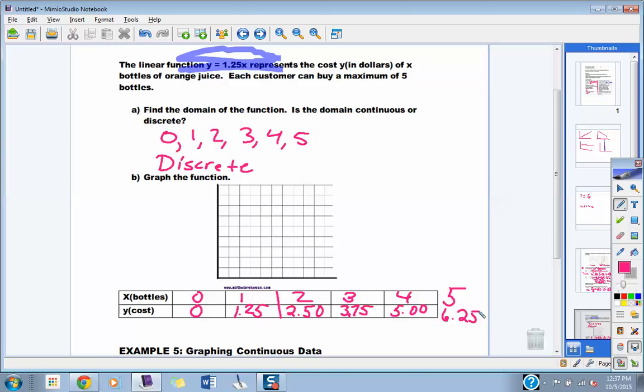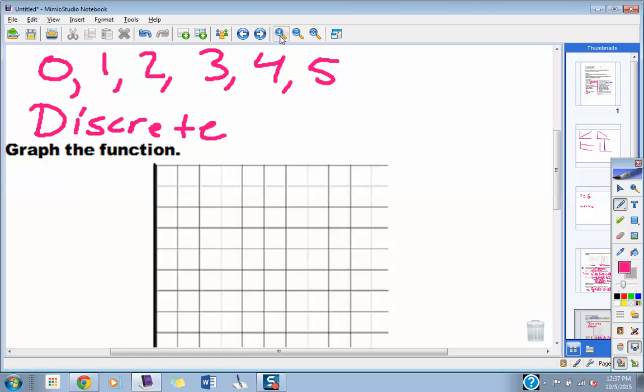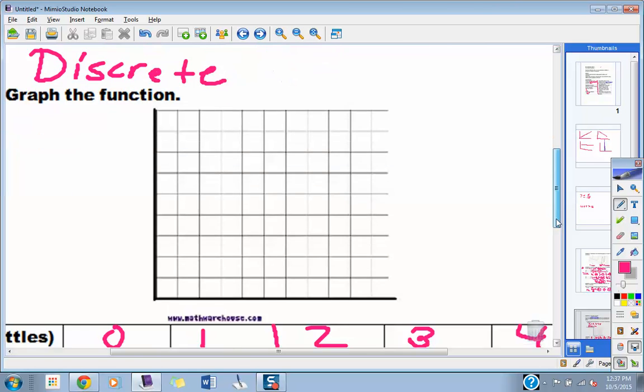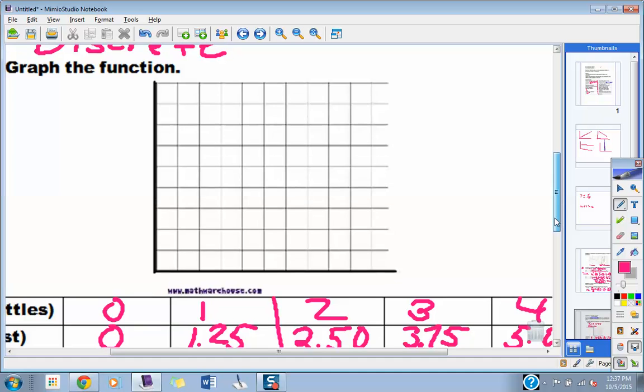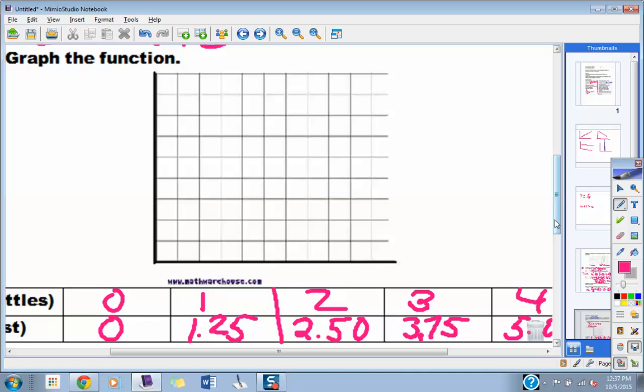All right, so let's do this. I want to graph this and see what this looks like graphically. Now, guys, this is going to be discontinuous or discrete, if you will. Am I going to have a line here or a plot of points? Okay, let's label this bottom down here, number of bottles that we buy. That was the X value, right? The number of bottles. And then this will be my cost over here in dollars.